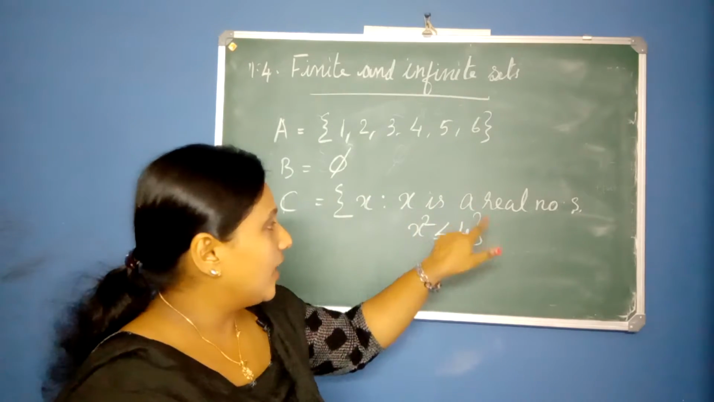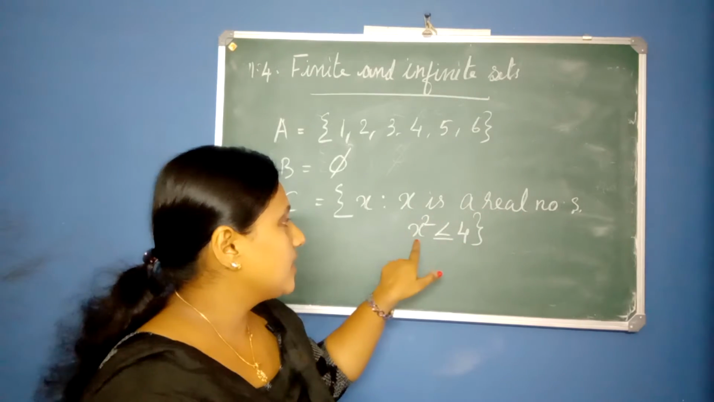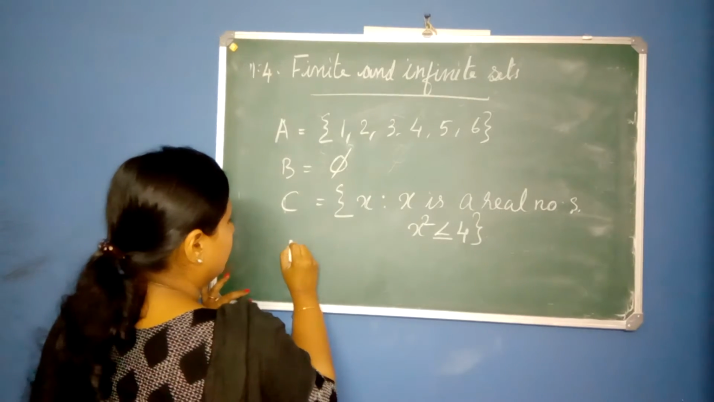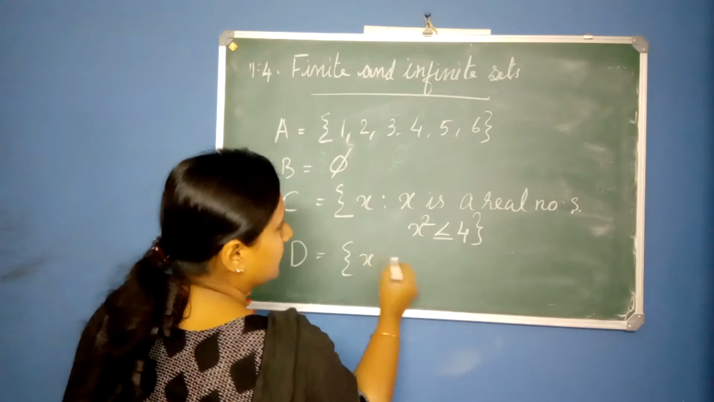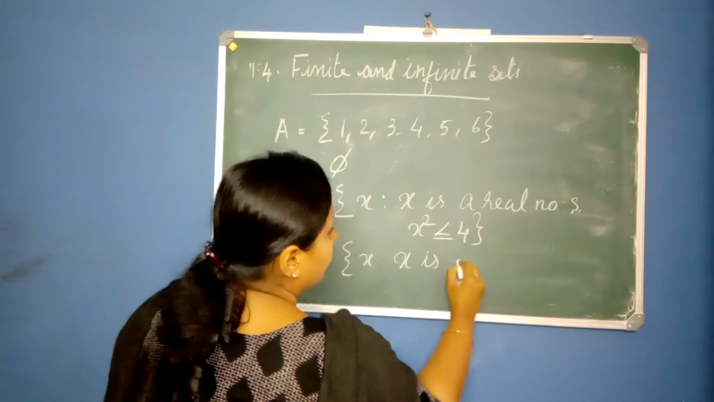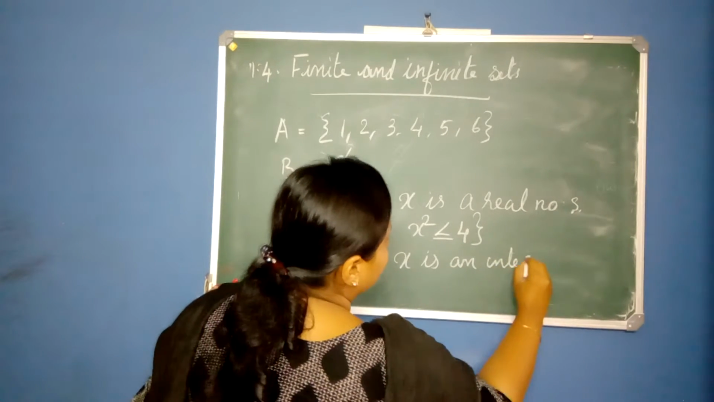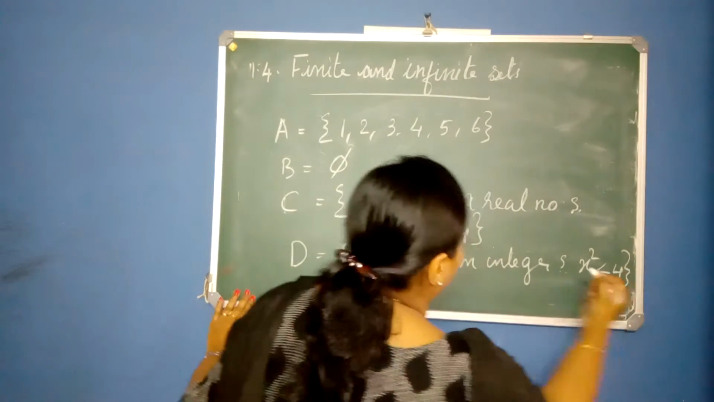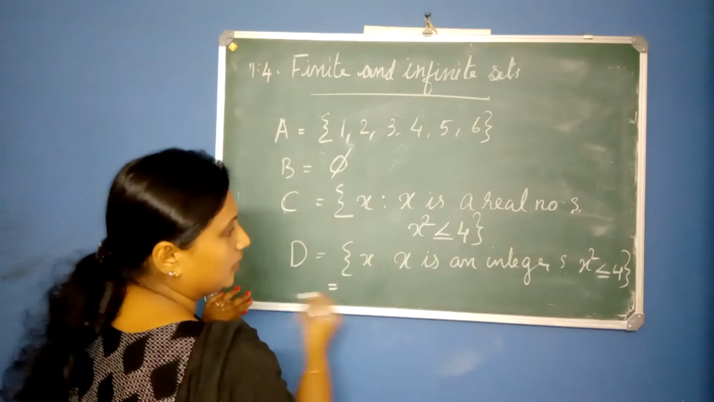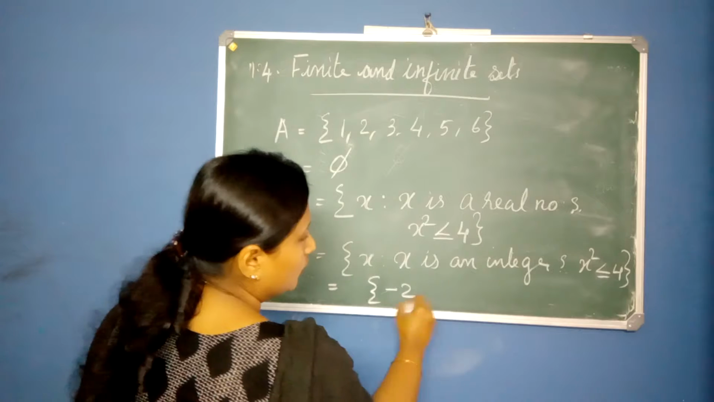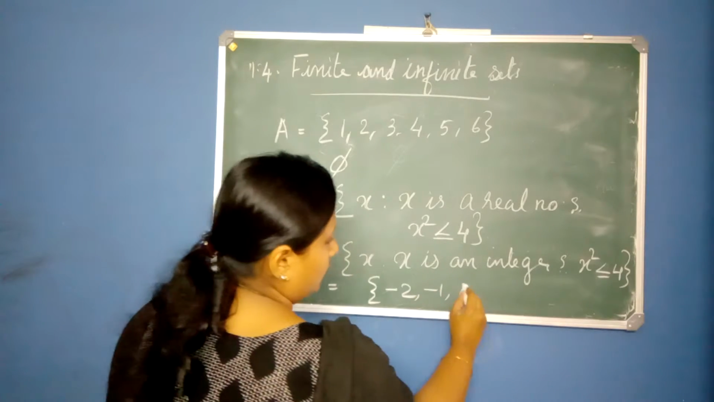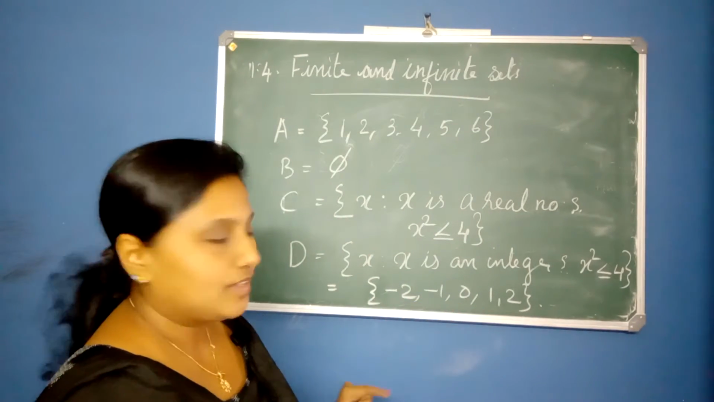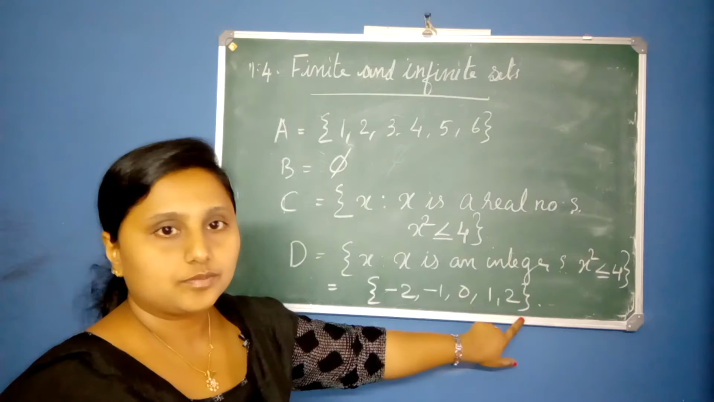If x is a natural number or x is an integer such that x square is less than or equal to 4, it is a finite set. If I take the set D equal to the set of all x such that x is an integer such that x square is less than or equal to 4, which is the set? -2, -1, 0, 1 and 2 are the elements of this set. These are a finite number of elements.